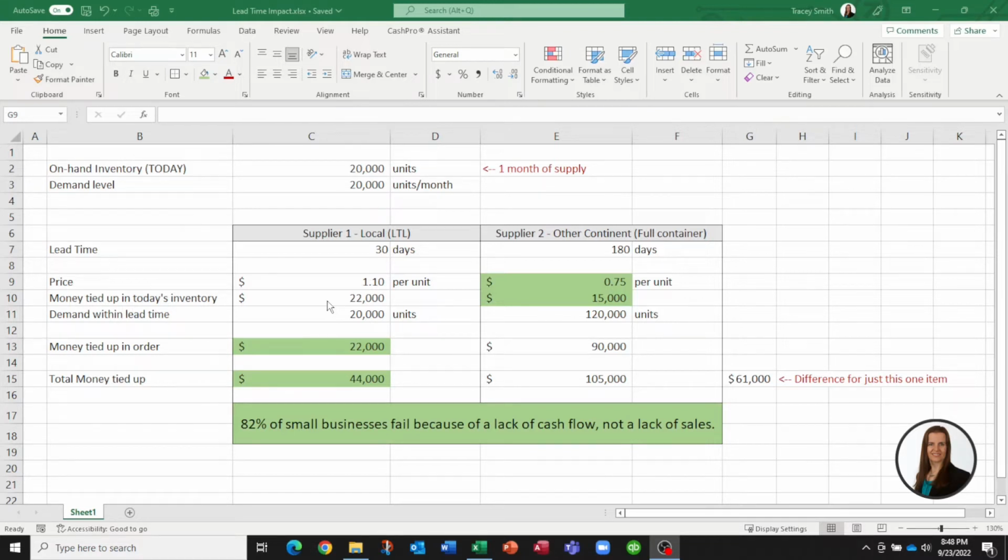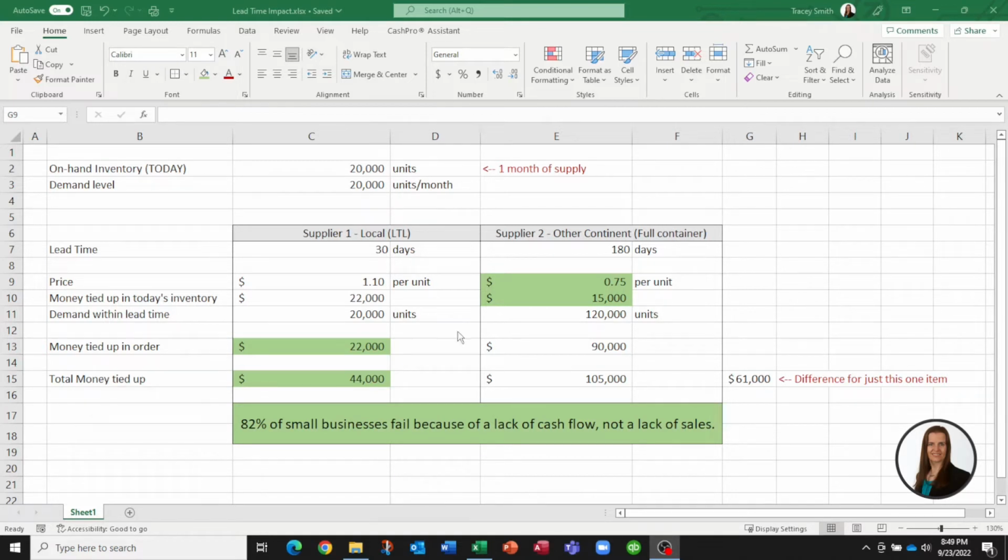Now let's see what happens with our orders though. So with supplier 1, I can place an order for 20,000 units, and I can keep doing that every 30 days. So I'm going to order 1 month supply, 1 month supply, 1 month supply. So the demand within the 30-day lead time is 20,000 units. Now with supplier 2, because it's a 180-day lead time, I'm going to have to order 6 times as much if I'm banking on one order. So I want one big order, 180-day delivery. It's 120,000 units I'm going to have to purchase in each order.